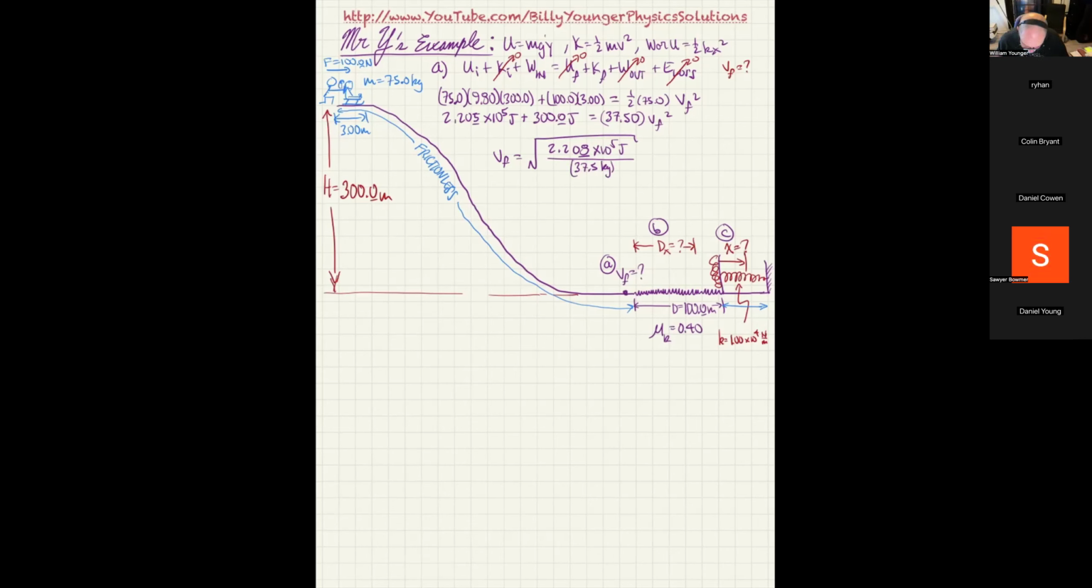So I'm going to take the 2.208 times 10 to the fifth, and I'm going to divide that by 37.5. And that gives me 5,888 meters squared per second squared. And taking the square root of that by raising it to the 0.5 power, I get 76.73 meters per second, which is literally on the order of a couple hundred miles per hour. So it's a really high speed, and of course potentially dangerous, right?